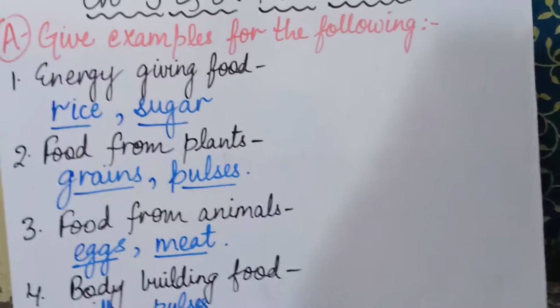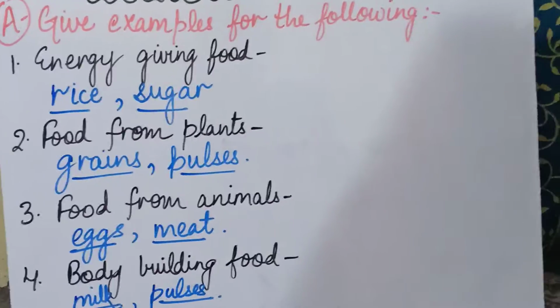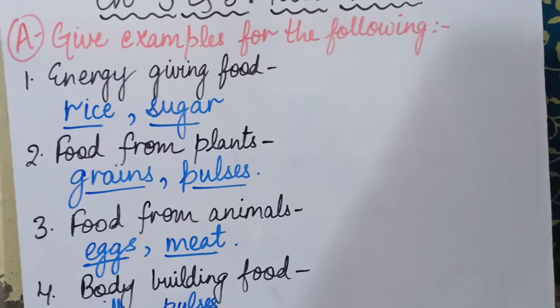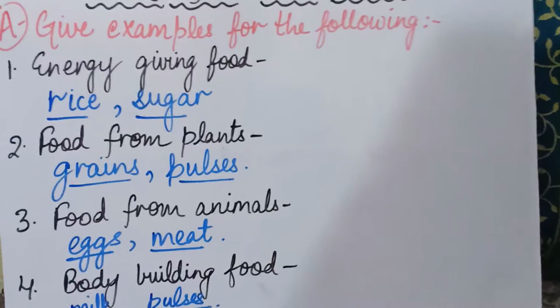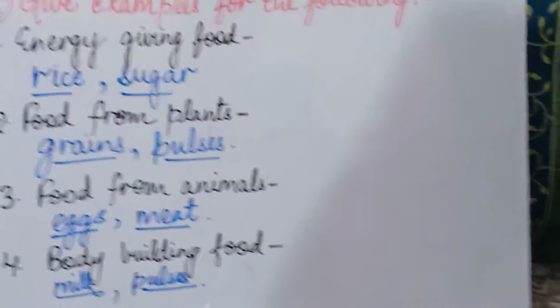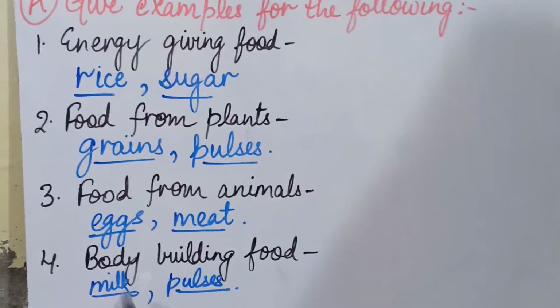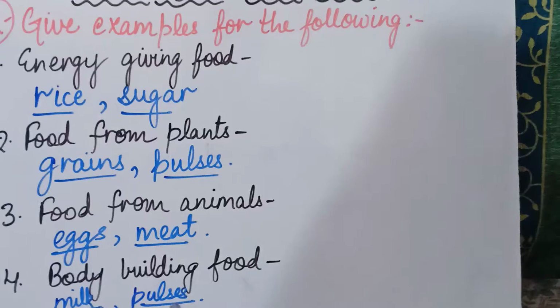Clear to you all? Now coming to the fourth, that is the last part, bodybuilding food. Now what are the 2 food items which we eat for our bodybuilding, which are known as bodybuilding food, जिससे हमारी body built up होती है. So the 2 examples are milk and pulses, M-I-L-K, milk, and P-U-L-S-E-S, pulses.